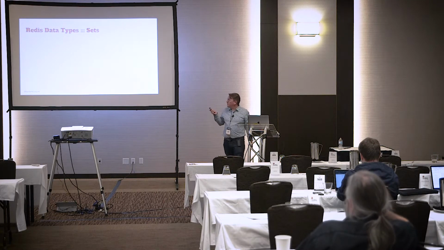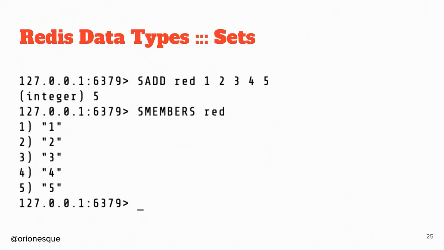So I've got a little demo of that happening. Here we create the red set. We give it all the entry IDs, 1 to 5. SMEMBERS lists them all out. By default, it lists all of them.